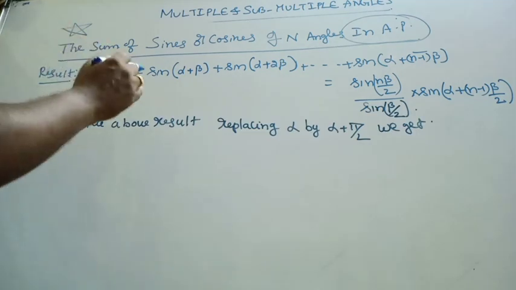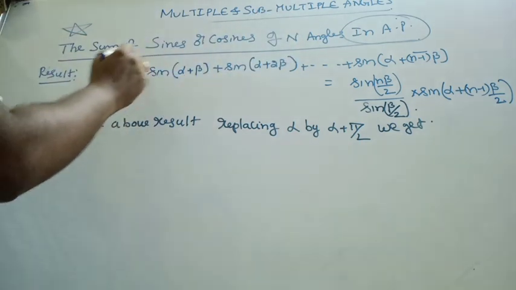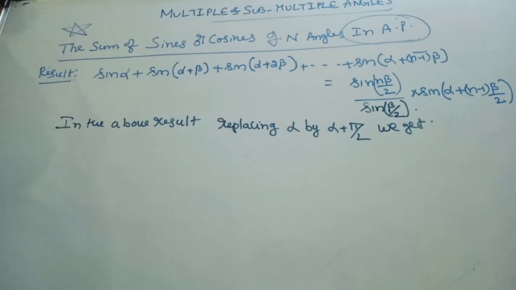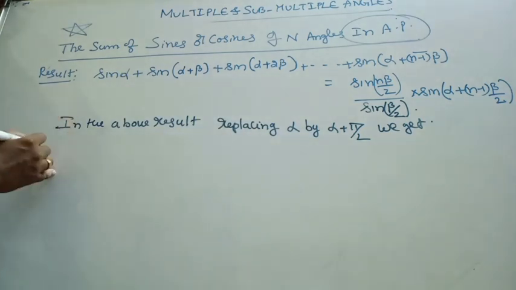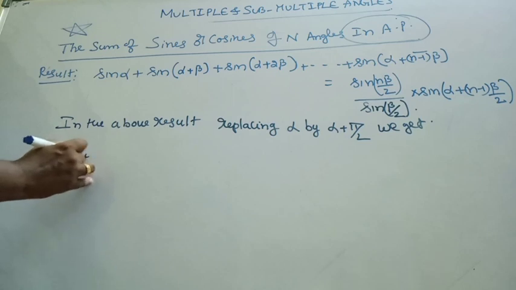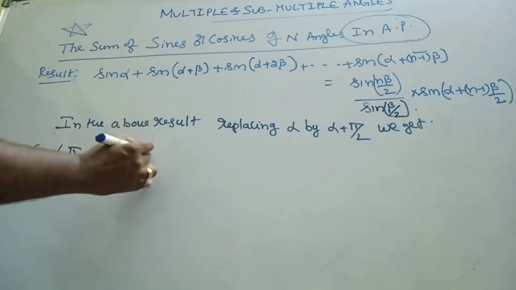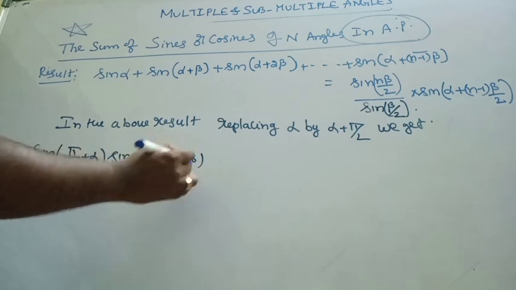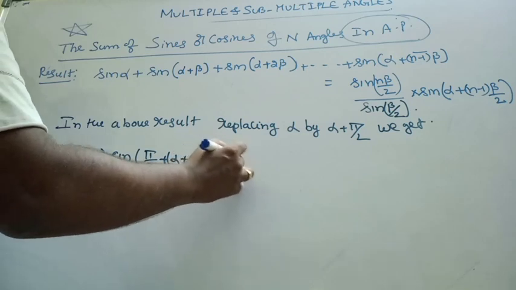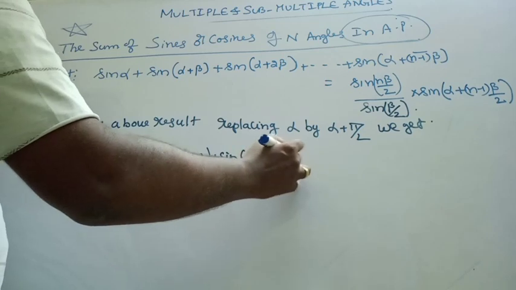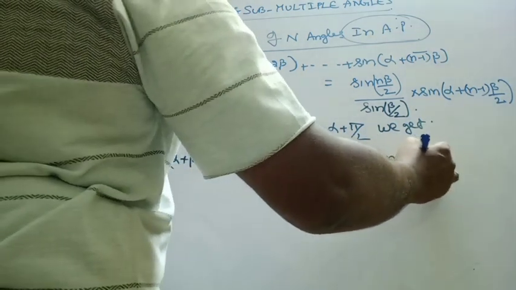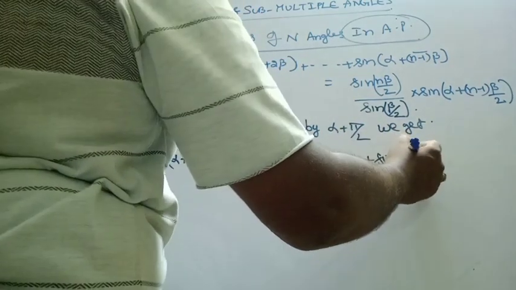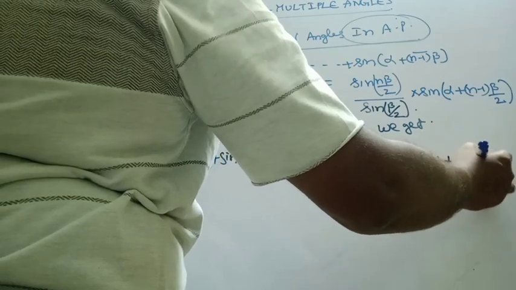Now we are going to get this result in cosines. This is the result in sine, my dear students, when the angles are in arithmetic progression. Now to get the result in cosines, in the above result you replace alpha by alpha plus pi by 2. Wherever sin alpha is there, it becomes pi by 2 plus alpha. Here also pi by 2 plus alpha plus beta, and pi by 2 plus alpha plus 2 beta, and so on, up to pi by 2 plus alpha plus n minus 1 into beta.